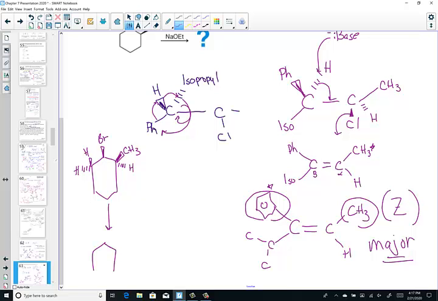So one possibility for an elimination reaction would be to place the double bond here and your methyl group here, and the methyl group still here and the double bond here. The most substituted will be the major product. That's your Zaitsev. The minor product is the least substituted, and that's your Hofmann example.